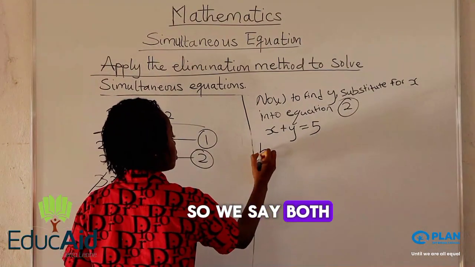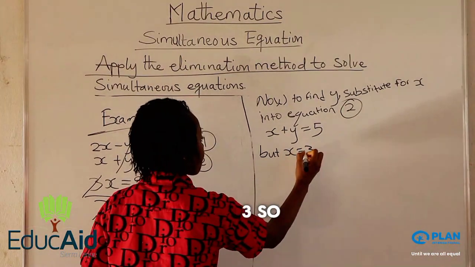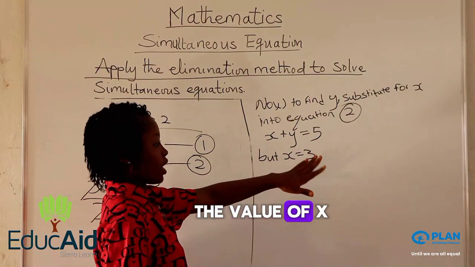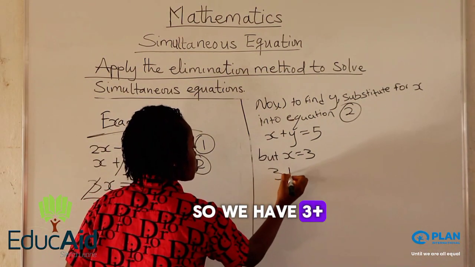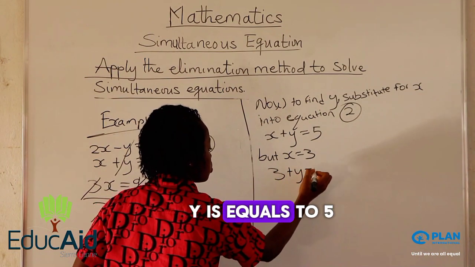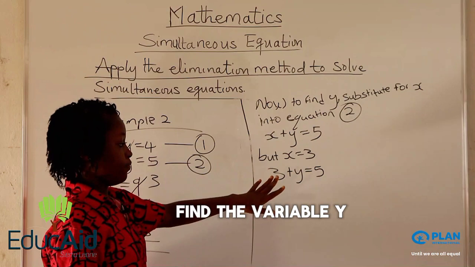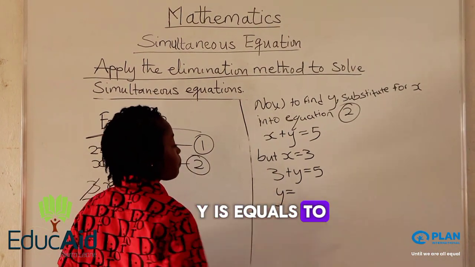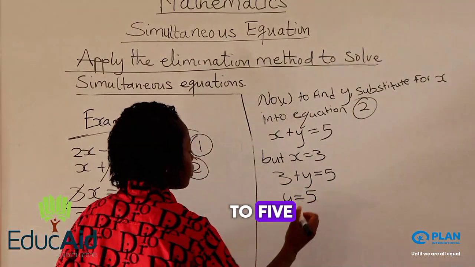So we say but x is equal to 3. So now we substitute the value of x into the equation. So we have 3 plus y is equal to 5. We only want to find the variable y. So therefore we say y is equal to 5.